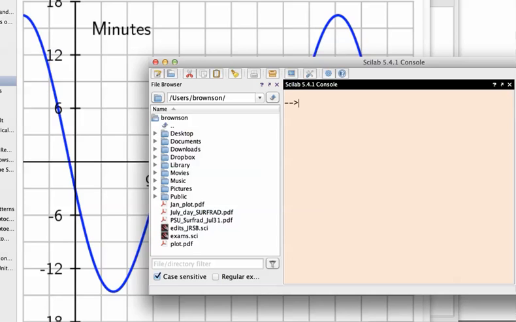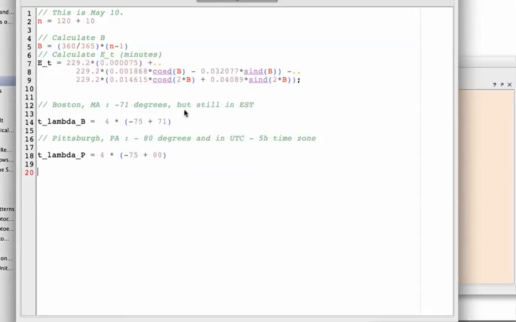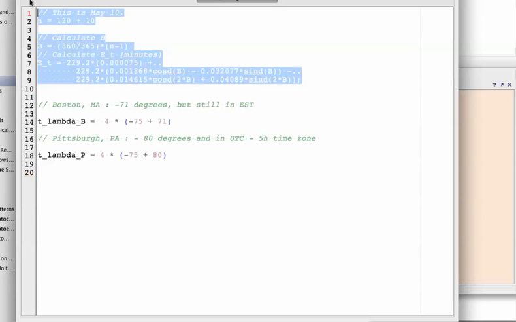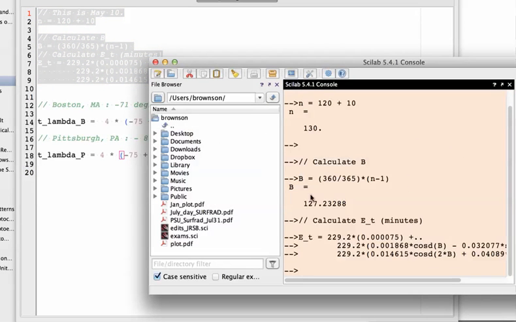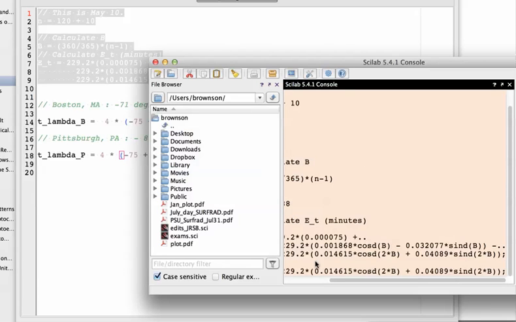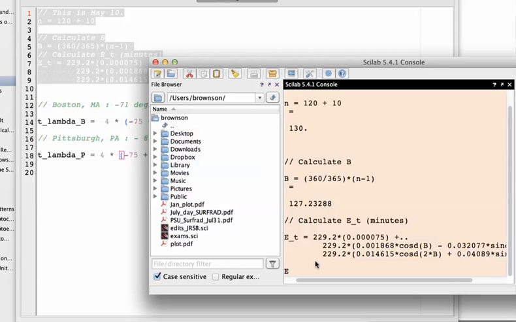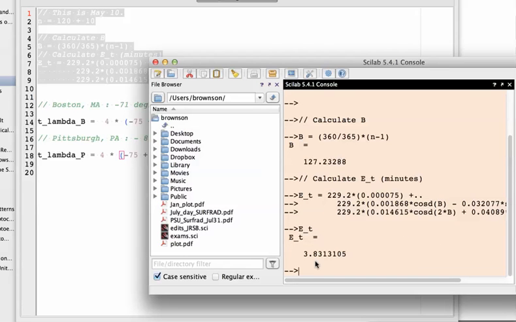Okay, so let's go real quick over here. We're going to grab the content from the equation of time. I'm going to copy that and just directly paste it right now so that I can run this through. And what I'm going to see first is that the day is going to be for May 10th. And using my quick calculator, I find out that that day is 130. Going through the full equation of time, I see that E sub t is a value of about 3.8 minutes.